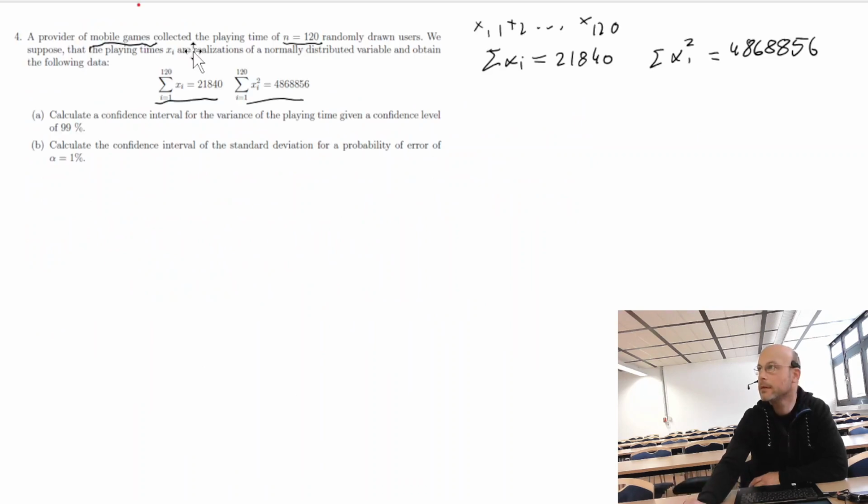So in this case, we do not have the single data x1, x2, x3, and so on, but we have the aggregated data. And now we are asked to calculate a confidence interval for the variance of the playing time with a confidence level of 99%.